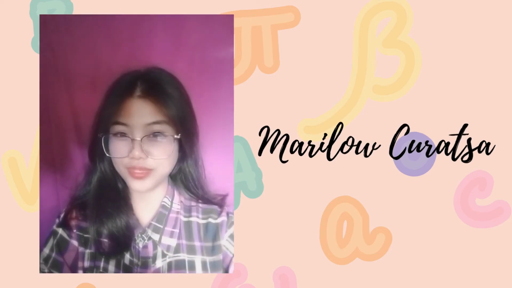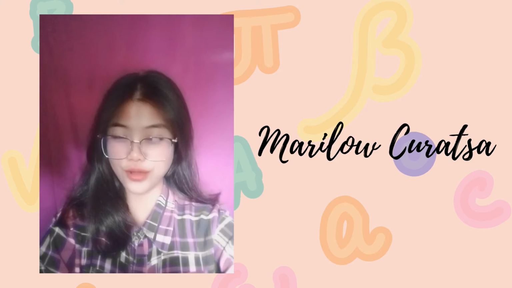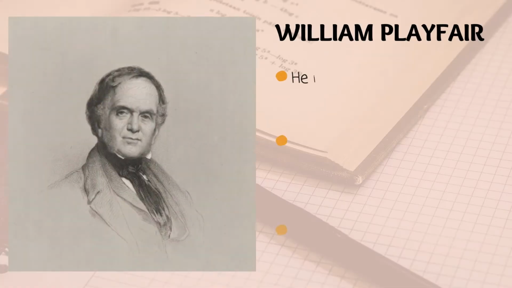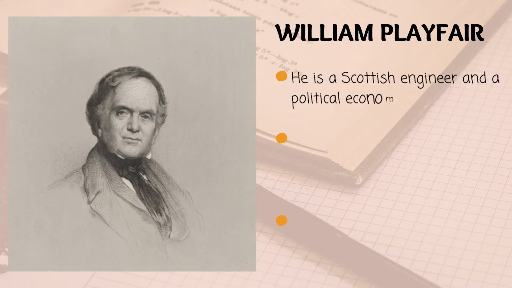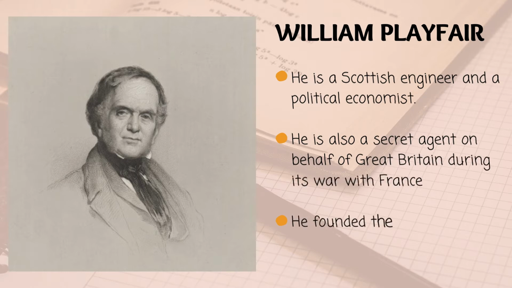Hi, I am Marlo Caratza, of Group 4, and I would like to discuss the history of the broken line graph. The person behind the broken line graph is William Playfair. He is a Scottish engineer and a political economist. Other than that, he is also a secret agent on behalf of Great Britain during its war with France. He founded the graphical method of statistics because it was his job as a secret agent to counterfeit and sabotage the French currency.